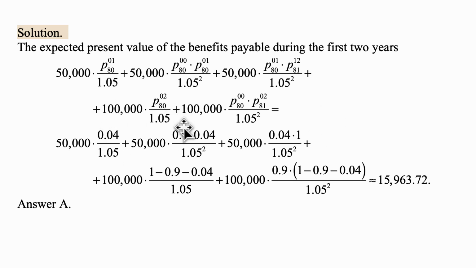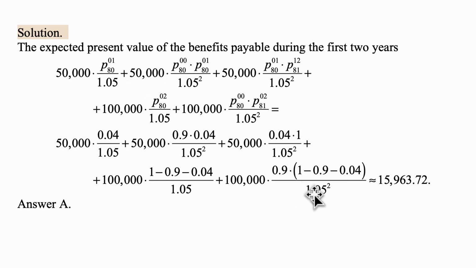And then 100,000 times probability of transitioning from state 0 to state 2 at age 80, divided by 1.05 to calculate the present value at time 0 of the payment at time 1, or 1 year after age 80, plus 100,000 times probability of transitioning from state 0 to state 0, so staying in state 0, times the probability of transitioning within a year at age 81 from state 0 to state 2. And this is the death benefit of 100,000. And that's divided by 1.05 squared to calculate the present value.